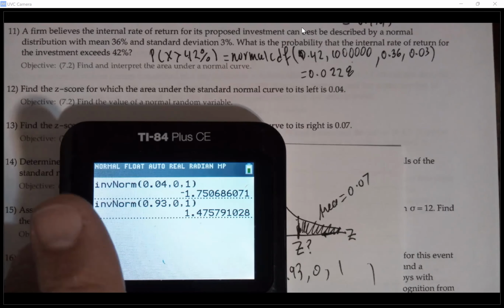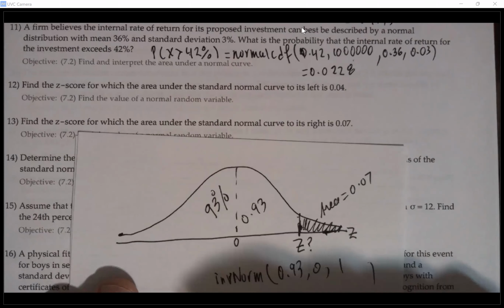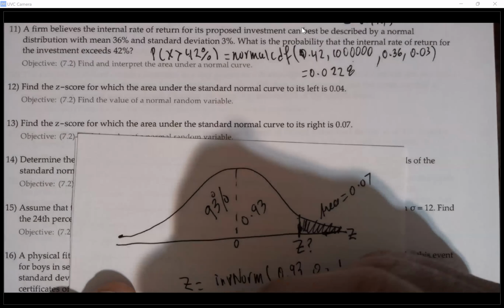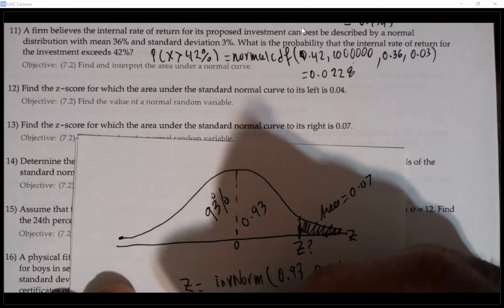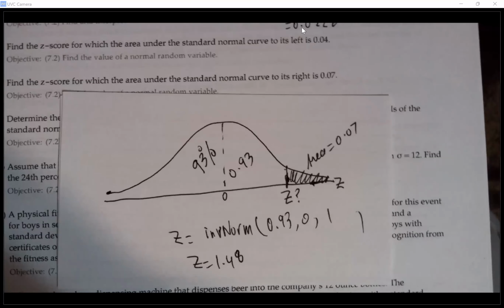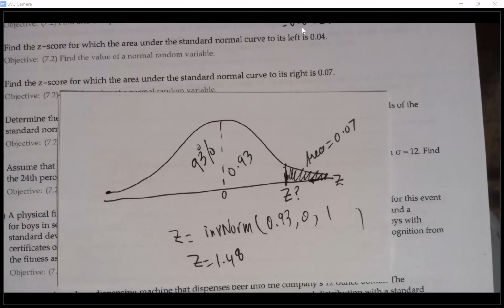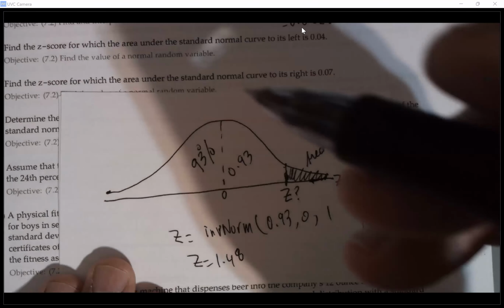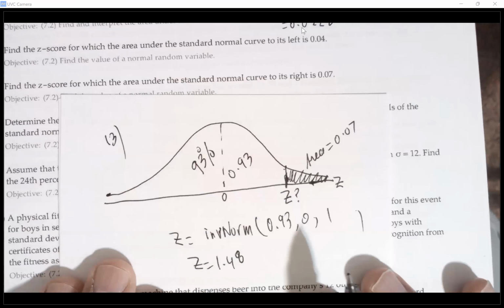It's 1.48 if you round to 2 decimal places. Okay, so that's number 12, 13. Okay, next.